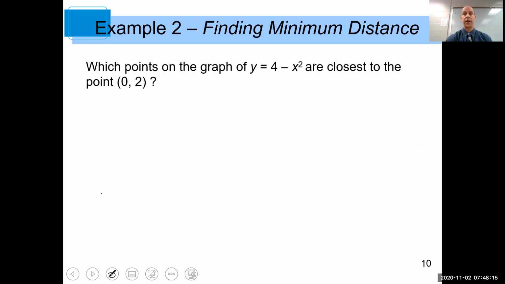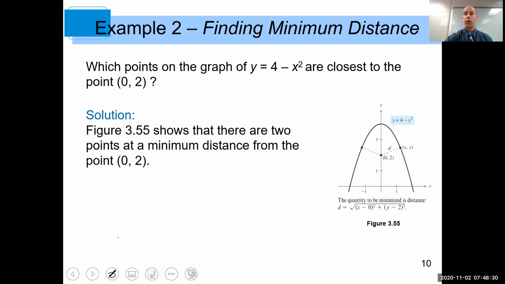Let's look at one more example here. Let's try to find the minimum distance. The first one we maximized, so let's do a minimize. It says, which point on the graph of y equals 4 minus x squared is closest to the point 0, 2? All right, so here's our curve, this parabola, and we've got this point 0, 2, which would be right here on the graph. And we want to find where the distance from the point 0, 2 to the point on the curve is minimized. Now you'll notice that there's going to be two answers here. If you don't sketch the graph, sometimes it's really hard to see this. That's why I recommend you sketch the graph.